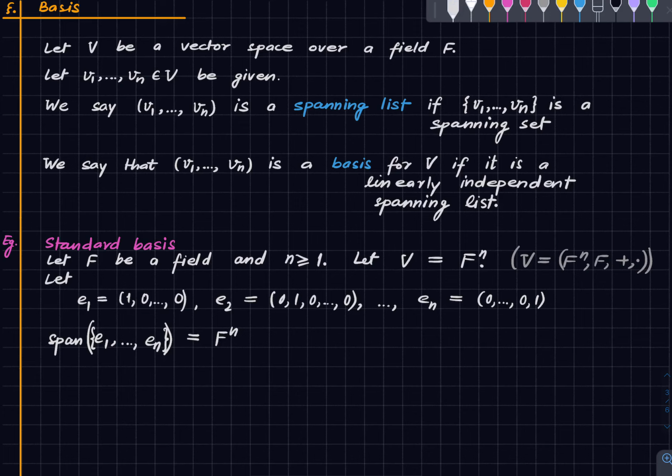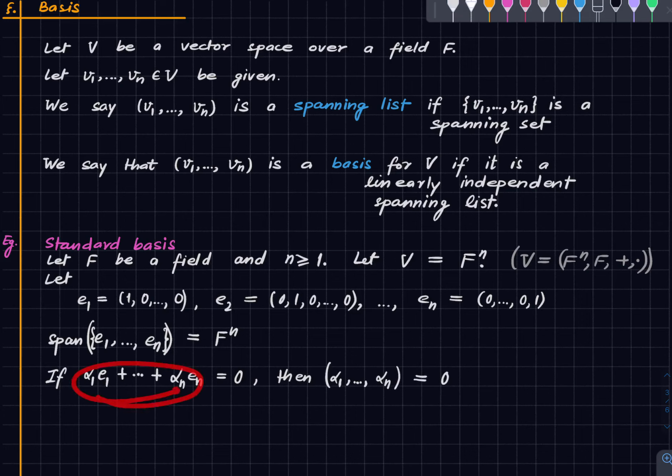So that is there, and now they are also linearly independent. Why they are linearly independent, that's also trivial. So if some linear combination of these vectors vanishes, then this particular vector is 0. Why? Because this vector is same as that vector. If you just use the definition of scaling and addition, you get this is 0, which is to say that each alpha I is 0.